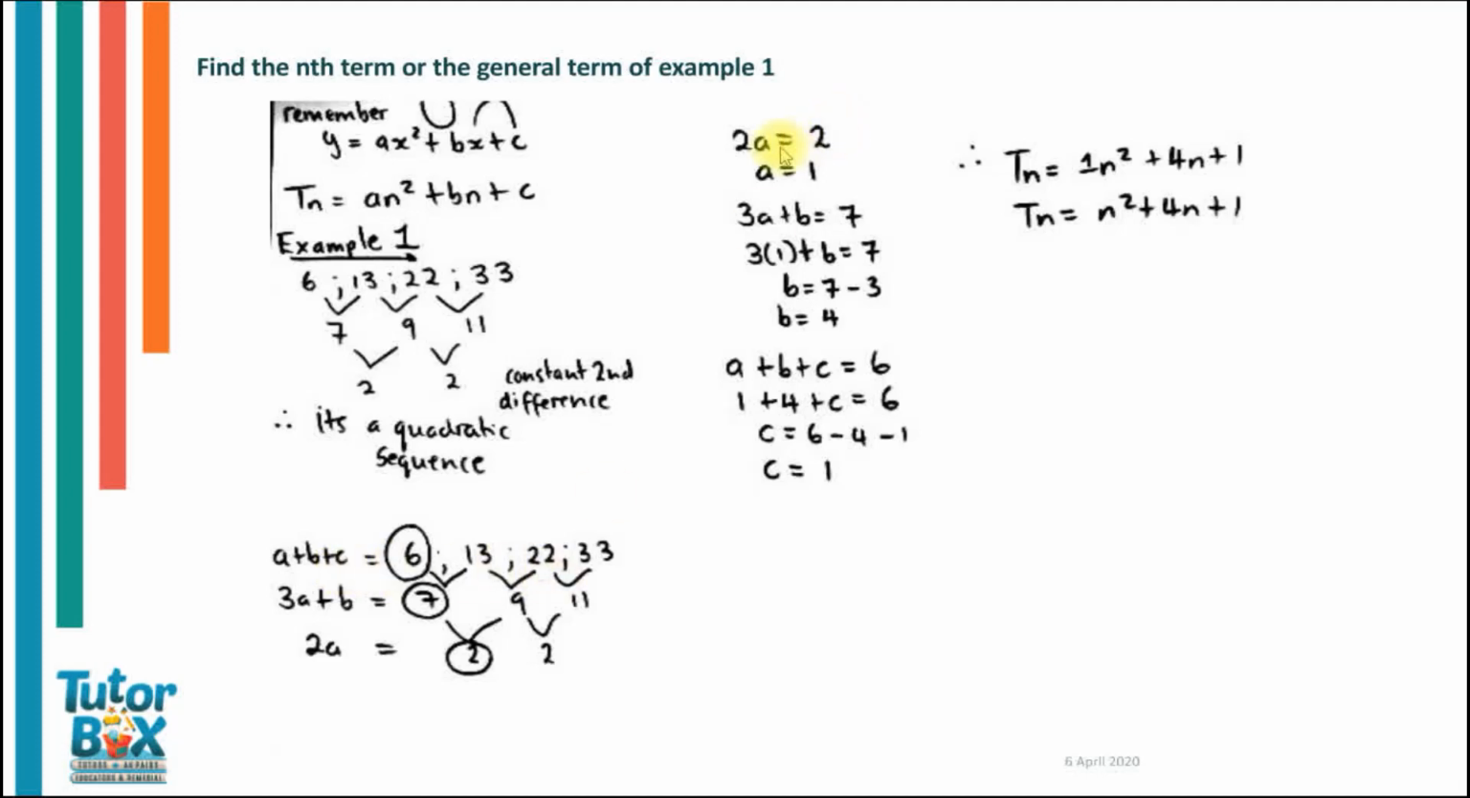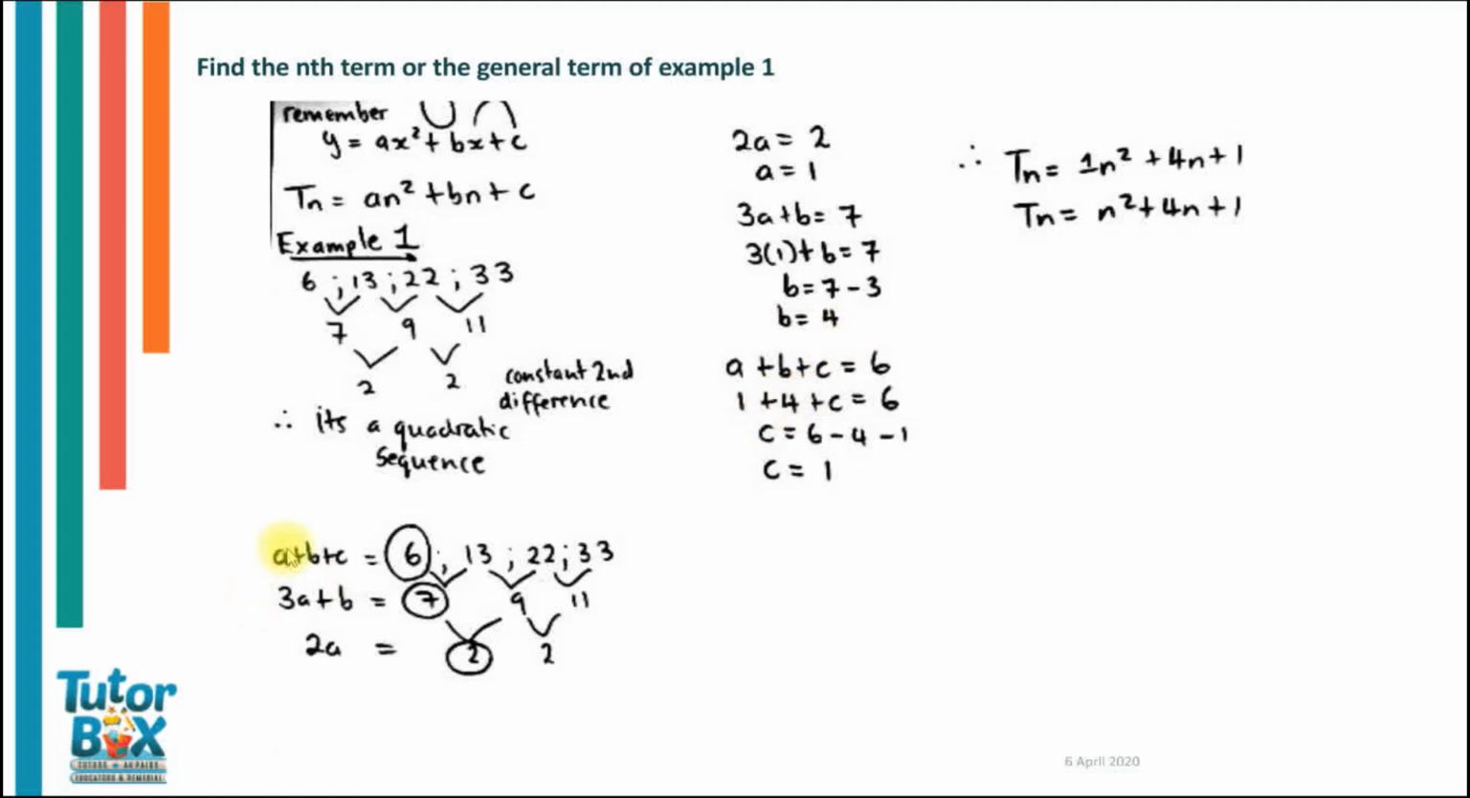Okay, so now you just take them separately. We have 2a is equal to 2. So therefore a is 1. And then I have 3a plus b is 7. Remember I just got that a is 1, so I just put my 1 there. 3 times 1 plus b is 7. I take the 3, that side is going to subtract, and I get b is 4.